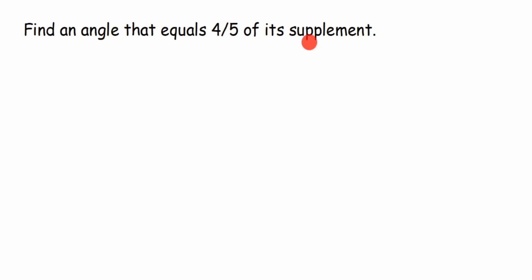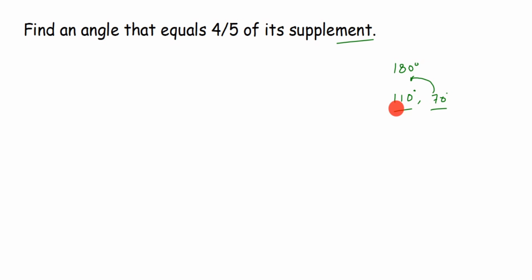Now what is a supplement? You would have heard about complementary angles and supplementary angles. Supplement means when you add two angles, the sum equals 180 degrees. Those angles are called supplementary angles. For example, let's take 110 degrees and 70 degrees. When I add these two angles, I get 180 degrees. So I can say that 110 and 70 are supplementary angles.